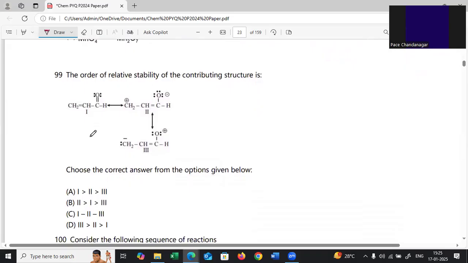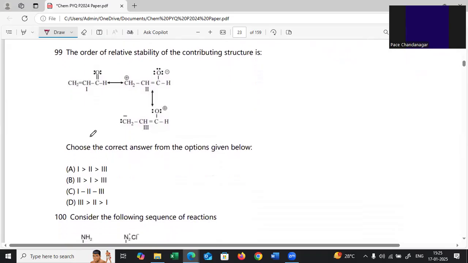Next, order of relative stability of the contributing structures. We just now have done this, I guess. Yeah, relative stability order. So first is option 1, then 2, then 3, because negative charge on oxygen is fine, positive on oxygen is not fine, neutral on oxygen is good. So 1, then 2, then 3. So option A is your right one.